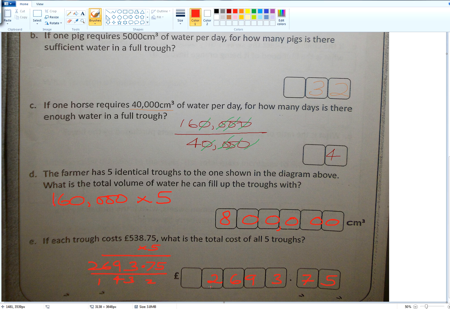2693.75. And that's the end of question 2. Wow, question 2 is already finished. Lovely. Let's move on to question number 3.